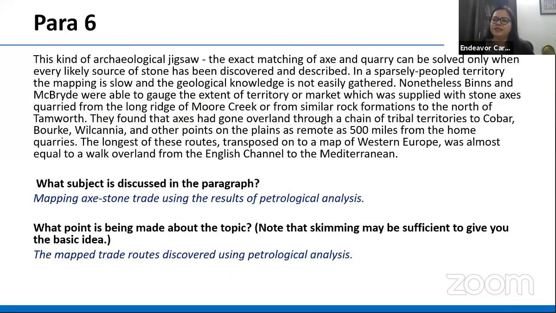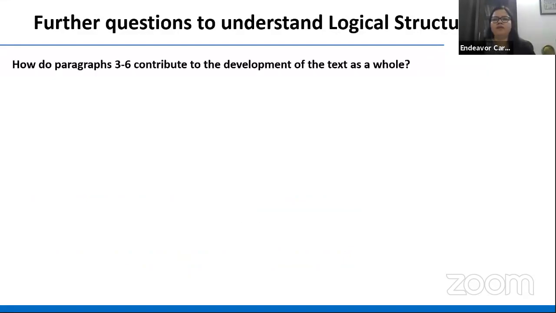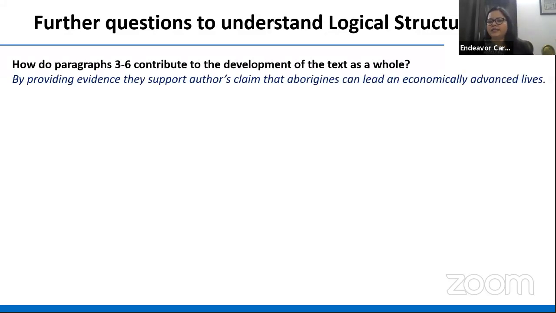Look at the structure of this passage. You'll see how everything is so logical. So look at some more questions. If I ask you, how do paragraphs 3 to 6 contribute to the development of the text as a whole? Obviously, you will tell me that they provide evidence to support the author's claim that aborigines can lead, or did lead, economically advanced lives, right? You can even prove that they did lead an economically advanced life.